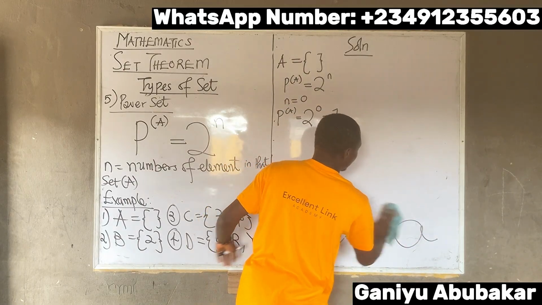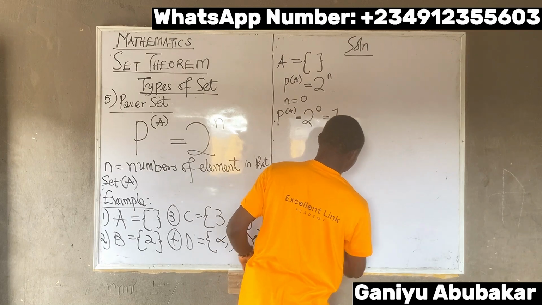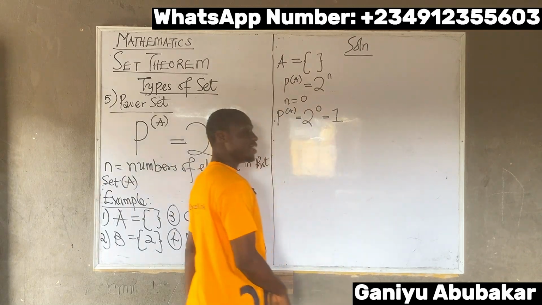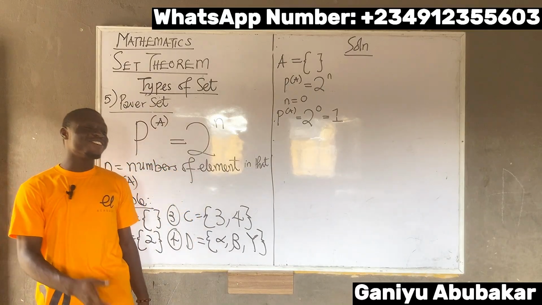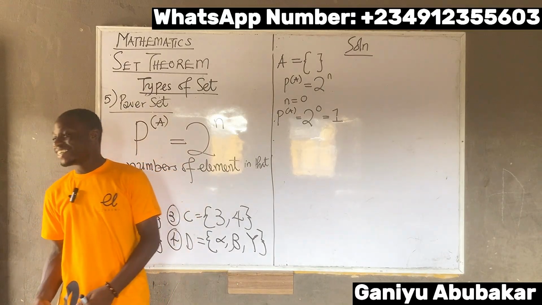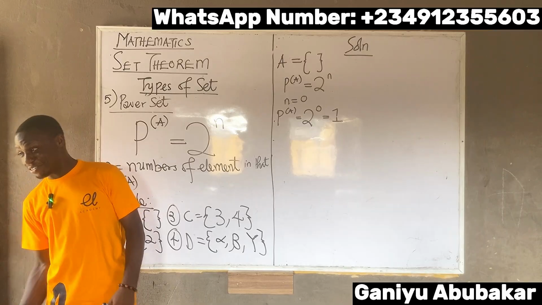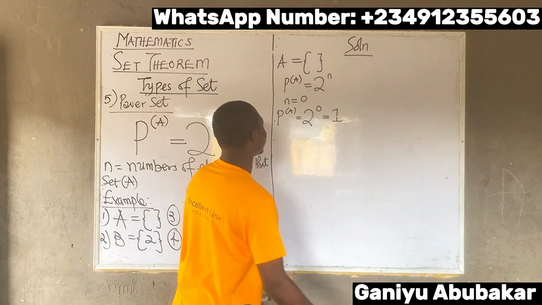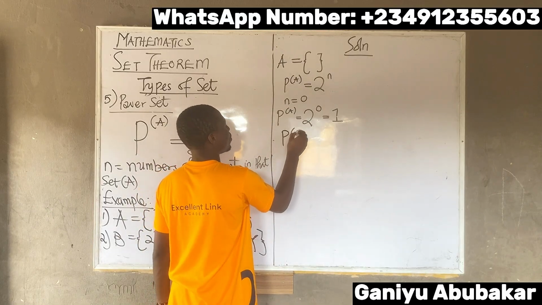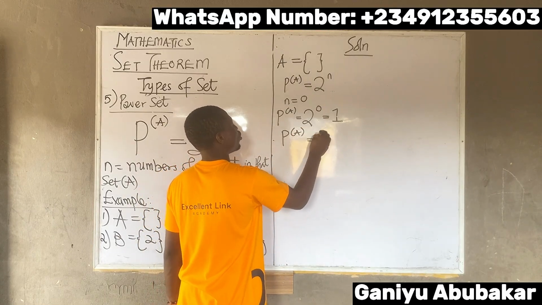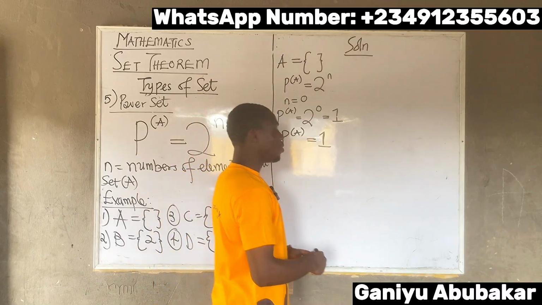So S to the power zero is what? S to the power one is what? That thing. Don't give me English. S to the power zero is one, S to the power one is that thing, the given. So it means the power set of A is just one. I'm done with it, please.